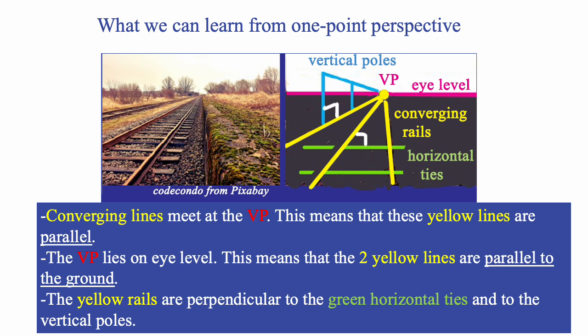Let's look at one-point perspective, here a railroad track converging toward a vanishing point, and determine what we can say about it. First of all, these converging rails, since they go to the same vanishing point, must be parallel. Since this vanishing point is on eye level, these rails must be parallel to the ground. And then finally, the horizontal ties and the vertical poles are both perpendicular to these converging rails.